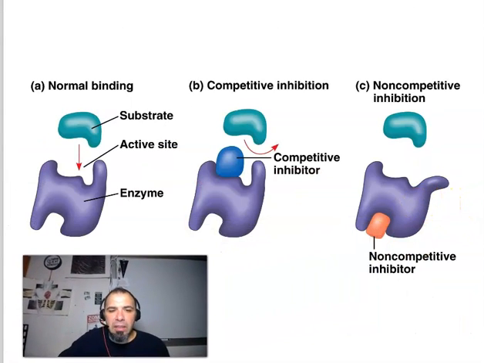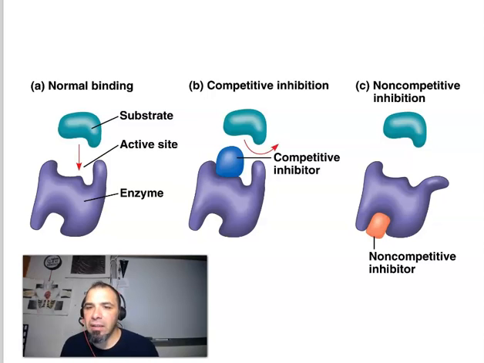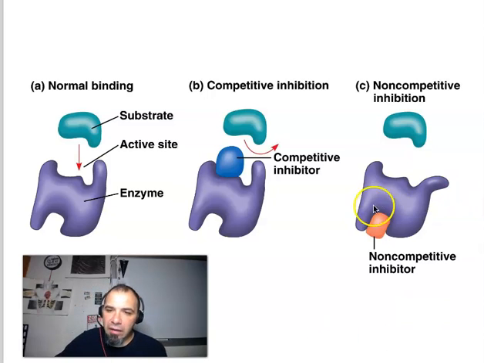We're going to be labeling these pictures in class. Those of you doing this online may want to pause the video and draw these on your own. We've got A, normal binding, B is competitive inhibition, where the key is that you're blocking the active site, and C, non-competitive. The key part here is down at the bottom: you have that non-competitive inhibitor attaching to the allosteric site. If you don't remember what an allosteric site is, you need to go back a couple slides.